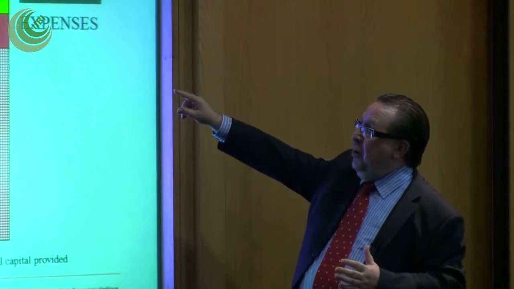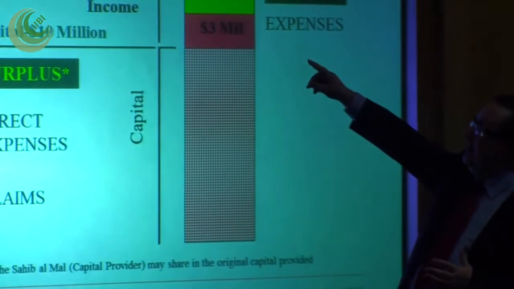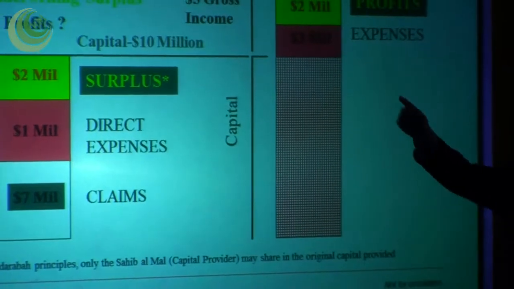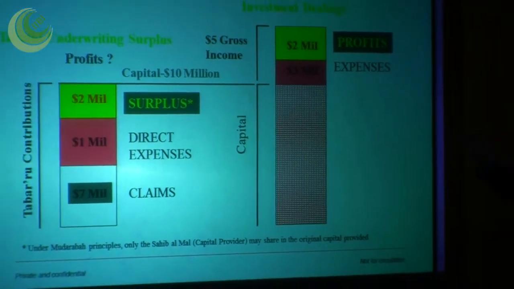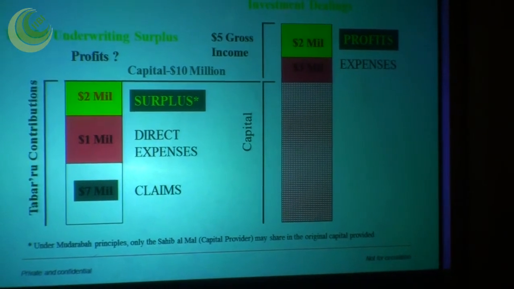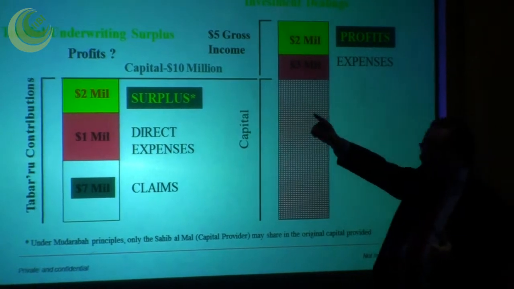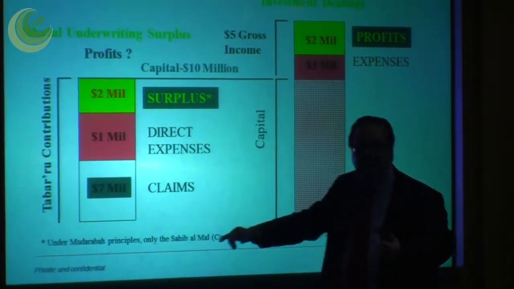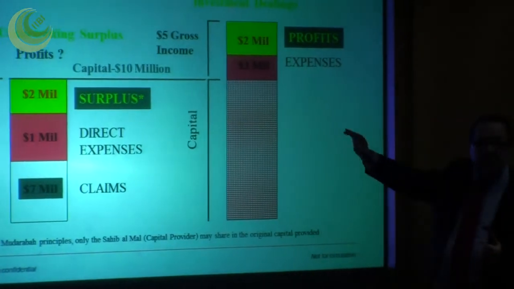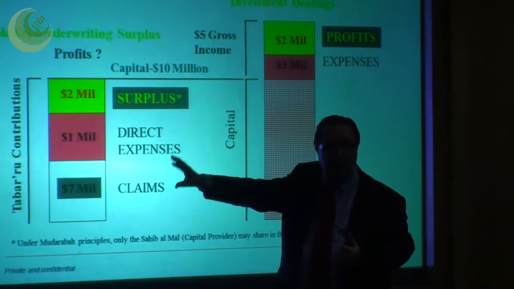A Mudarabah contract works on profit. You put your 10 million in, and you create profit of 2 million, an investment arrangement. Yes, you can share that between the operator and the participants. But on the underwriting side, so I'm separating the insurance operation of underwriting and investment, Mudarabah works on investment, Mudarabah does not work on underwriting.